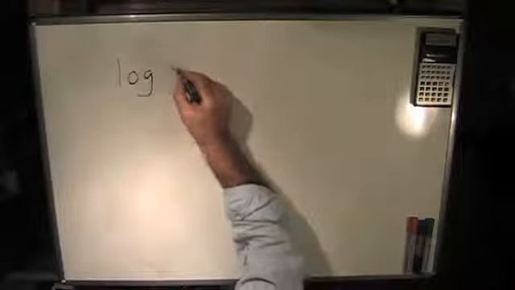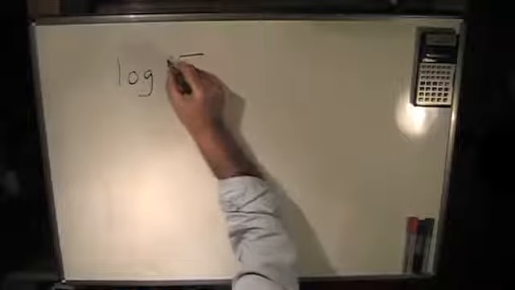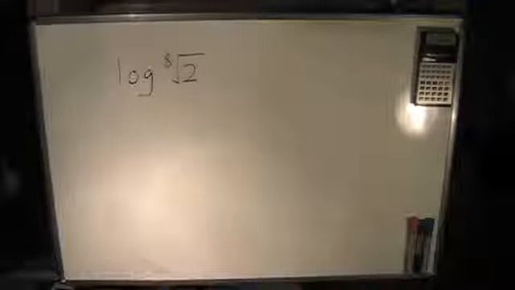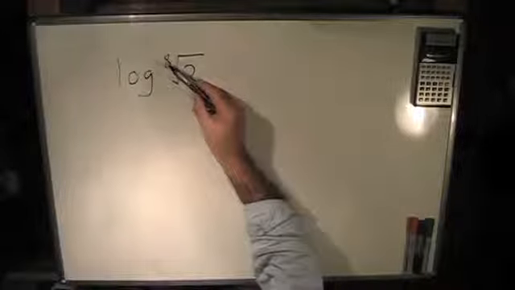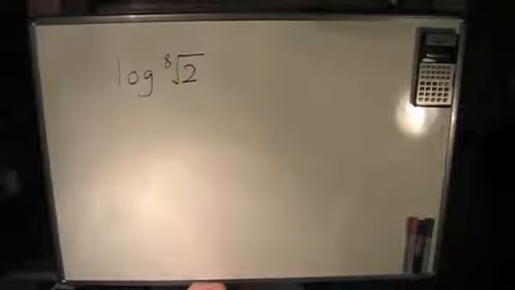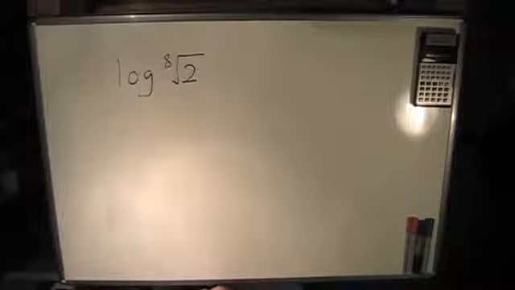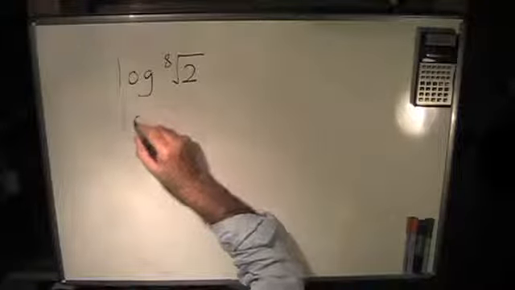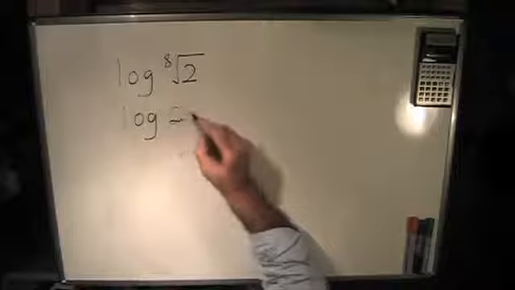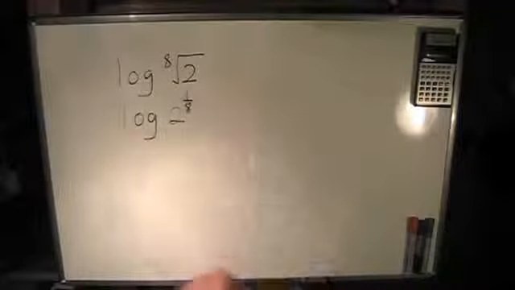Now let's consider an expression with a logarithm like this. And you've got to understand the interpretation of this. This means the 8th root of 2. And in this particular case, without a base being written, you normally assume it's to the base 10. So what this really means is the logarithm of 2 to the power 1/8. That means the 8th root of 2.